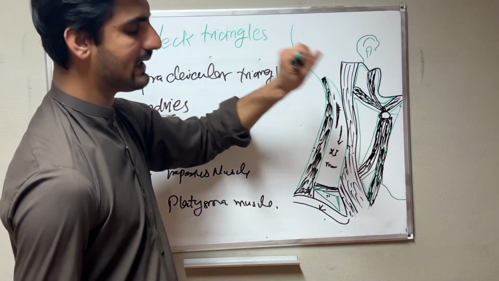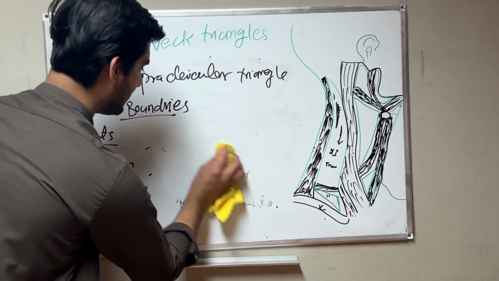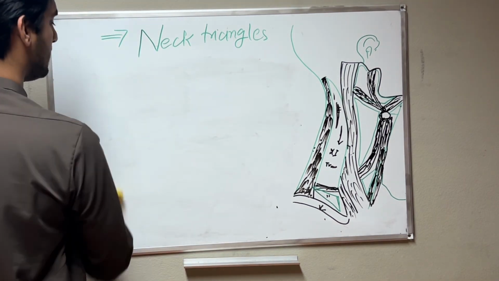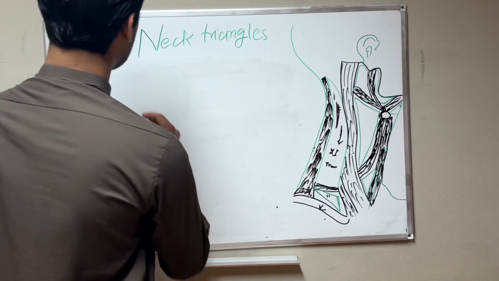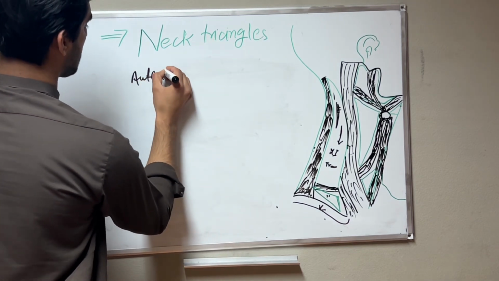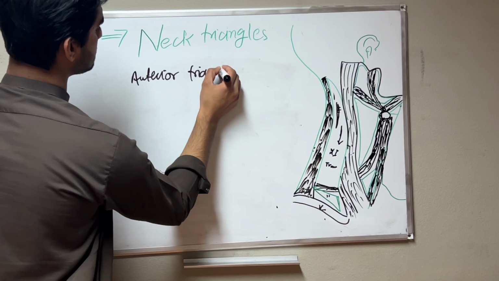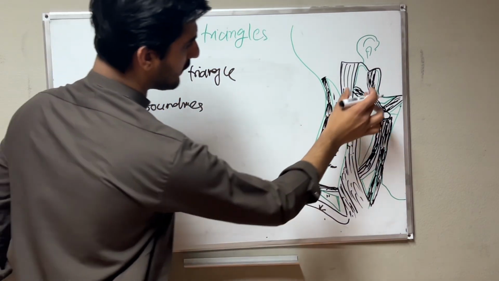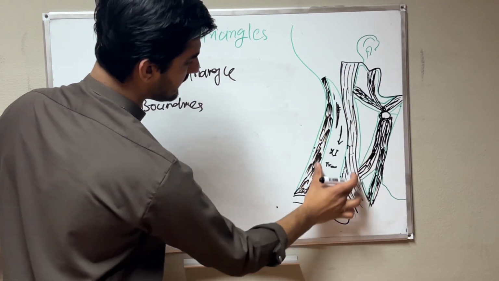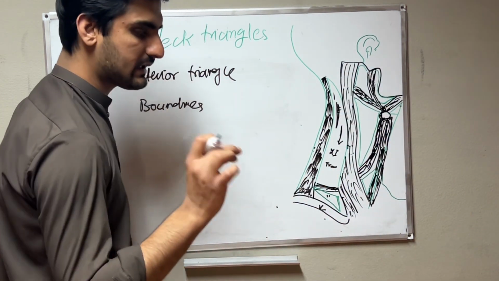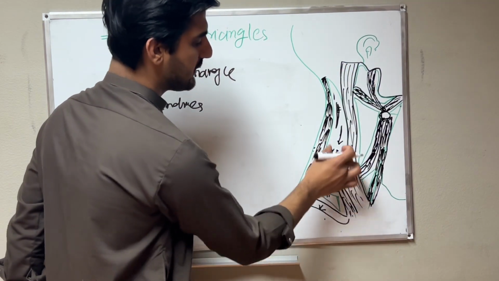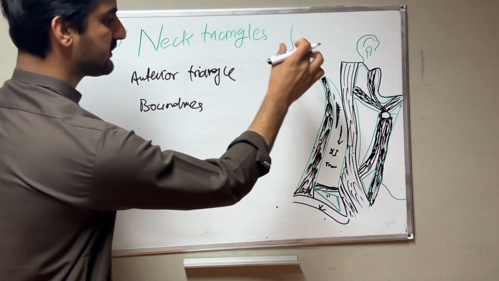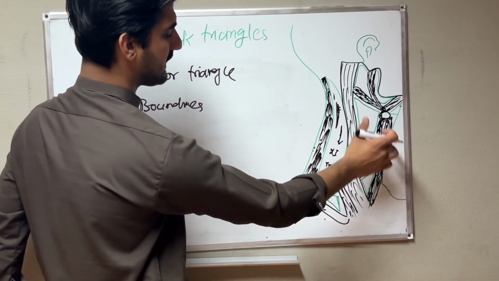Now we will go to the anterior view. First we will talk about the anterior triangle, and then its subdivisions. This whole region is the anterior triangle, like here we discussed the posterior triangle. In the starting, I told you the sternocleidomastoid is a very important landmark, because it divides the neck into two main triangles: the anterior triangle and the posterior triangle. The posterior triangle we already discussed. Now we will discuss the anterior triangle.